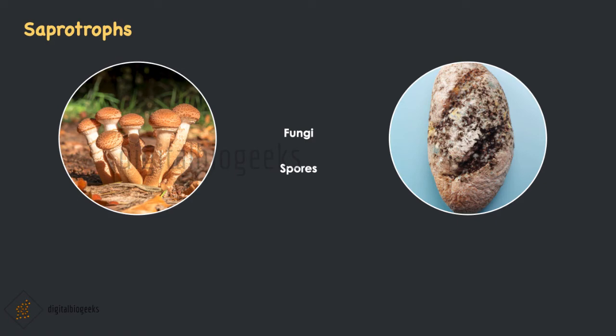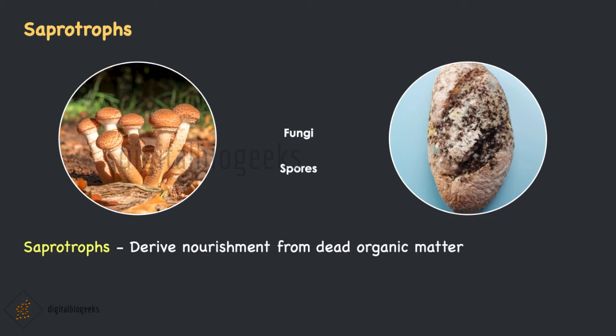Fungi don't have green color pigment, chlorophyll, and they cannot synthesize their own food because they don't have the chlorophyll. They absorb nutrients from the dead and decaying organic matter. This kind of nutrition is called saprotrophic nutrition and they are called saprotrophs. They derive their nourishment from the dead organic matter. Mushrooms absorb nutrients from the decaying wood on which they grow, and like that bread mold get nutrients from bread.